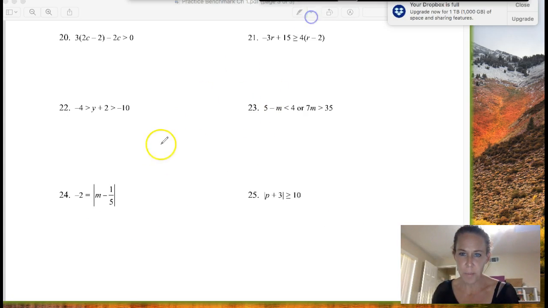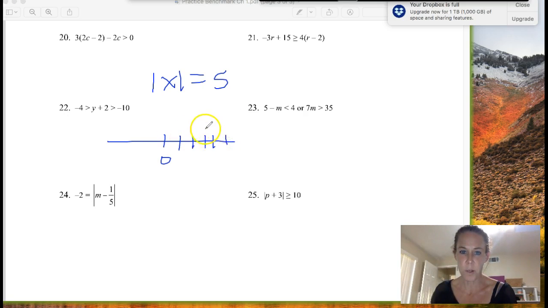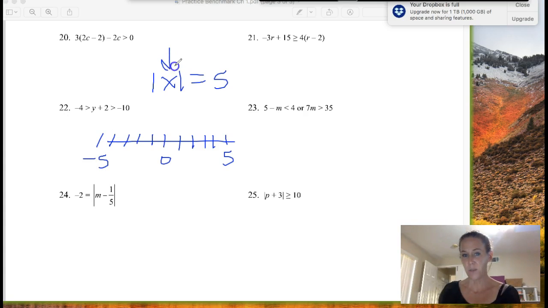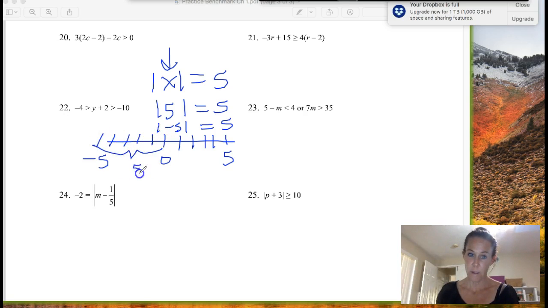Remember, absolute value represents distance from 0 on the number line. So if I say the absolute value of x equals 5, on a number line I would have the choice of going 1, 2, 3, 4, 5 in this direction, or 1, 2, 3, 4, 5 in this direction. So that x value could have been 5, because the absolute value of 5 is equal to 5, or that x value could have been -5, because the absolute value of -5 is also 5. The distance from 0 this way is 5, and the distance from 0 this way is 5. So the value could have been 5 or -5.